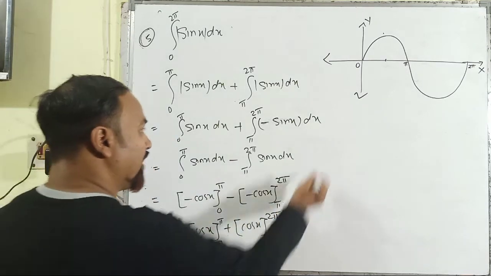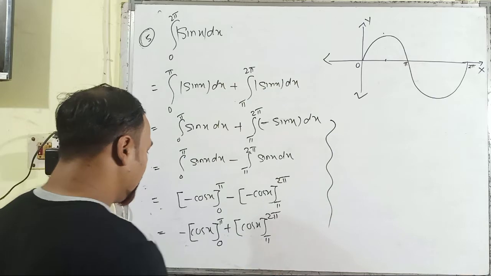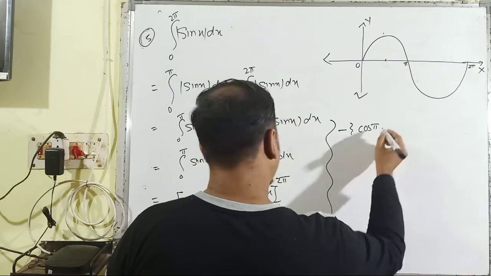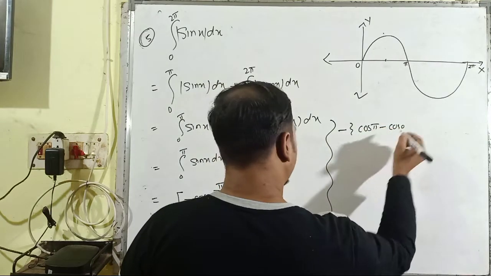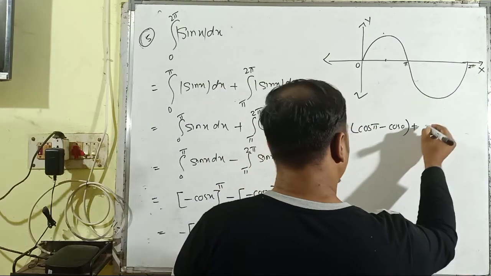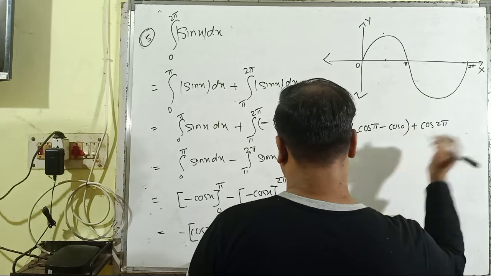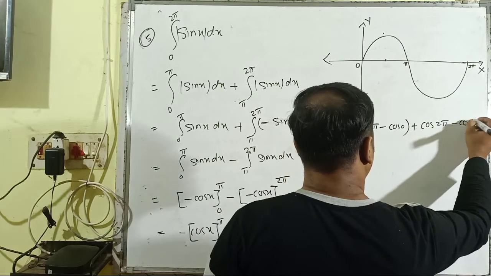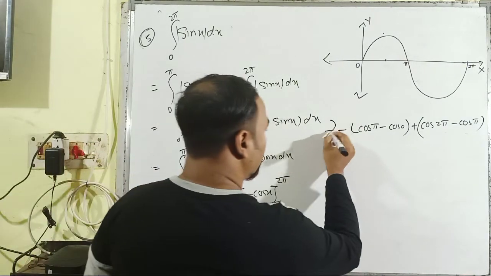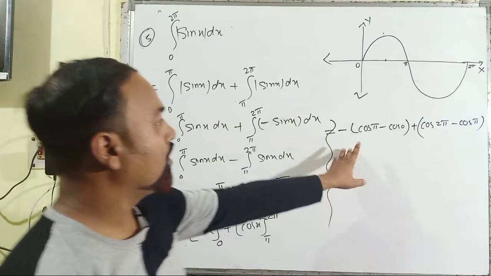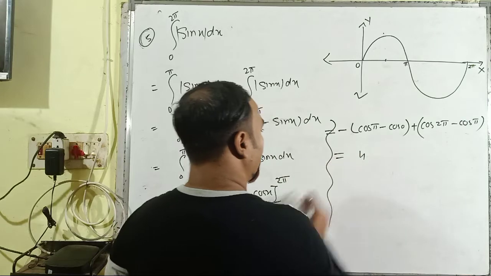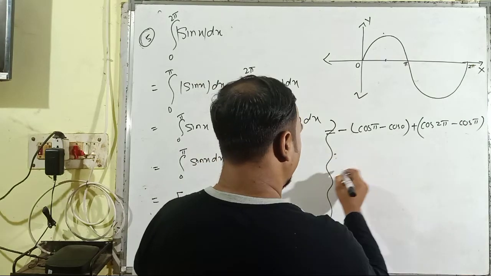Then we can put in the values of the upper limit and lower limit one by one, so that we can get the answer. The first one is cos pi minus cos 0, then plus cos 2 pi minus cos pi. By solving this step, minus 1 it is 2, and here it is 2, so this is equal to 4. You can solve it. Okay, this is equal to 4.